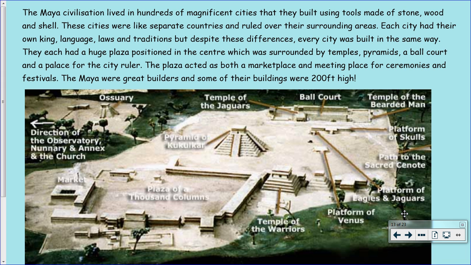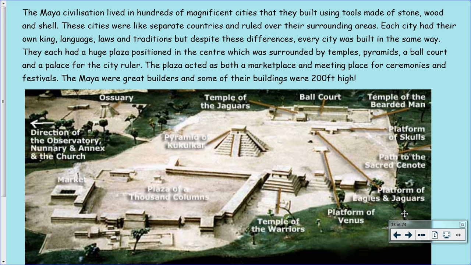So, the Maya civilization lived in hundreds of magnificent cities that they built using tools made of stone, wood and shell. These cities were like separate countries and ruled over their surrounding areas. Each city had their own king, language, laws and traditions, but despite these differences, every city was built in the same way. They each had a huge plaza positioned in the centre, which was surrounded by temples, pyramids, a ball court and a palace for the city ruler. The plaza acted as both a marketplace and meeting place for ceremonies and festivals.